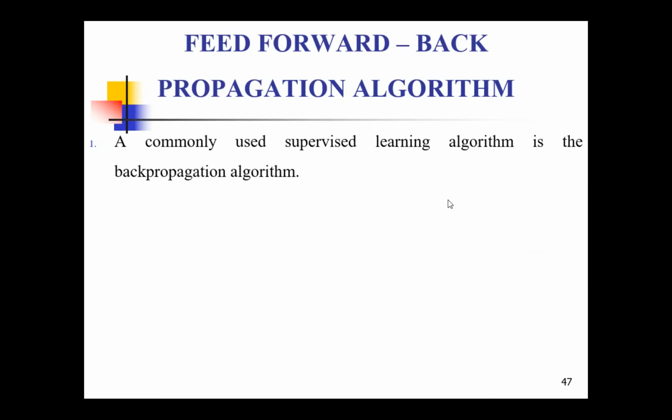This is a commonly used supervised learning algorithm. Why do we call it supervised? Because we are going to provide the output target value. During the training process, I am going to provide a target value, that is my experimental output. Since I provide the output, it is called a supervised learning algorithm. If I do not provide that, then it is unsupervised. This back propagation algorithm works fine only as a supervised learning algorithm.